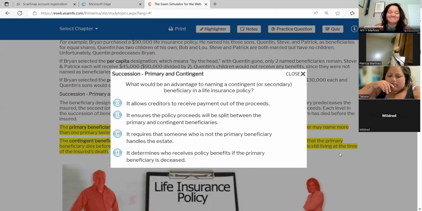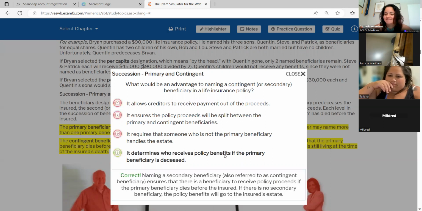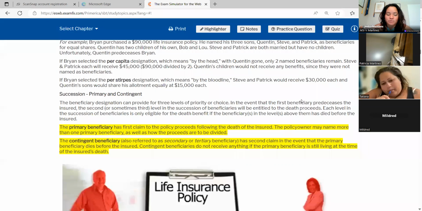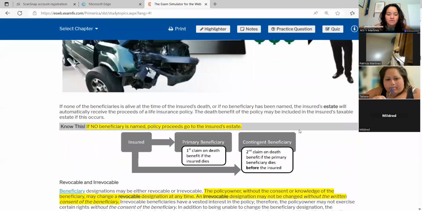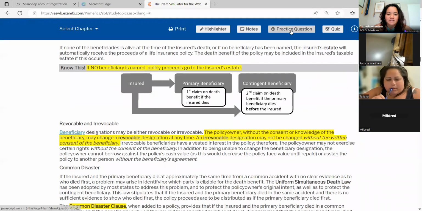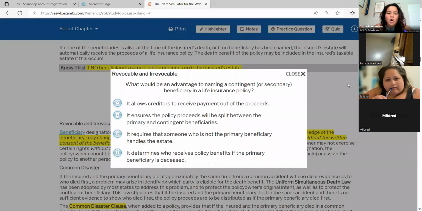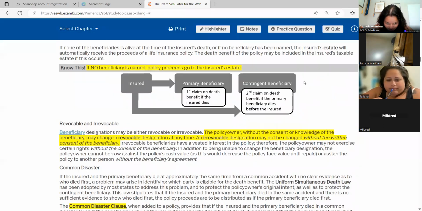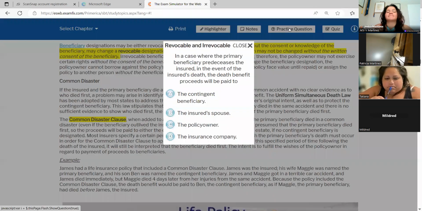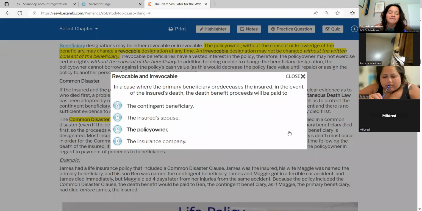It's D. I love how Ellie was like, we can hear her. Perfect. So naming the secondary beneficiary basically will protect those proceeds if the primary is deceased. Let's keep on going. I'm gonna rewatch this and just laugh.